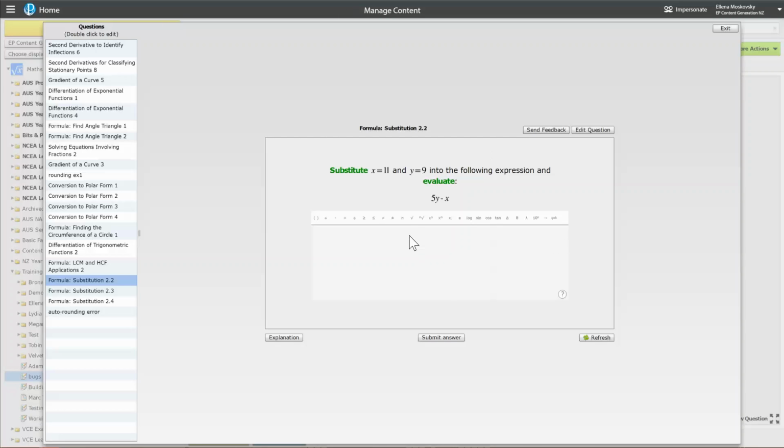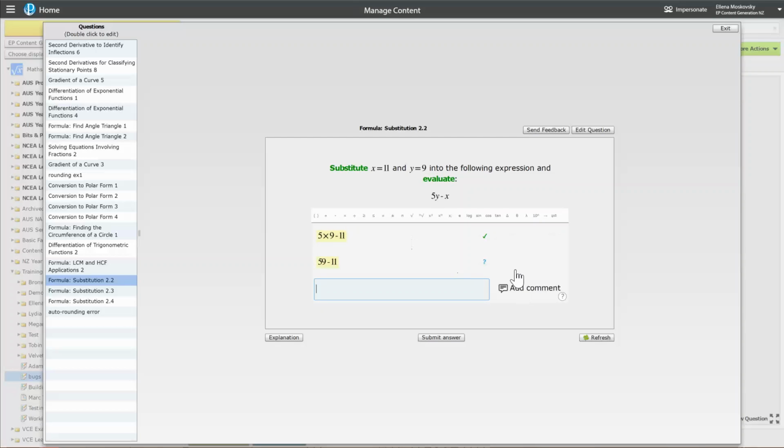So with this particular question, most students would obviously type in 5 times 9 minus 11. But an equally valid way of typing in this line of working, and what a lot of students would also do, would be to do 5 bracket 9 minus 11. And you can see that that's not getting marked accepted. So even though this first line is getting accepted, this second one is not.